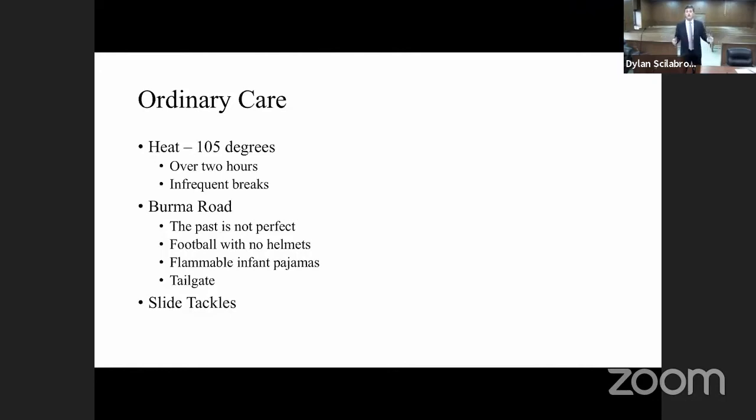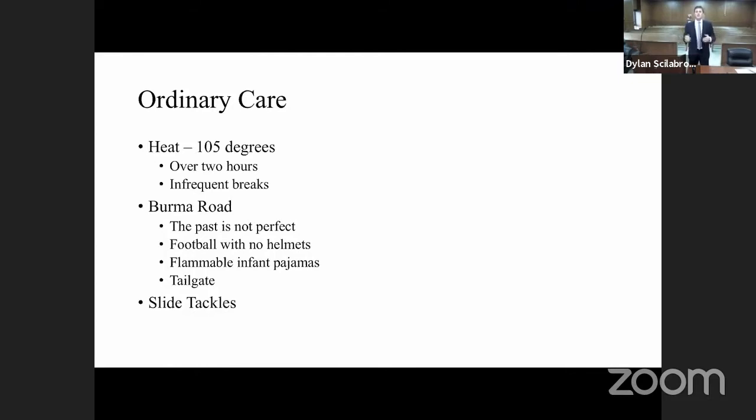And over the course of those 2 to 3 hours, we didn't hear any testimony about breaks. Aubrey Sarrison only testified that they might get one break in the middle of a practice. This went on for 3 hours. A 3 hour practice in 105 degree heat is unreasonable without any breaks, without any hydration, without any shade.